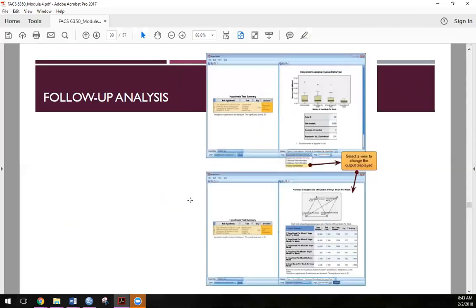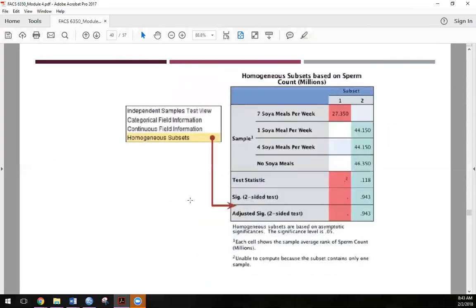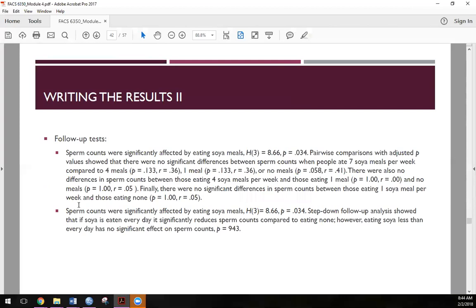And so this is just like an ANOVA. And so again, he's explaining this step by step in that video. And so this is an example of how to write the results up from the Kruskal-Wallis test. And then you have to do the follow-up test, because just telling me that there's a difference doesn't really help me at all. I need to know where those differences are.